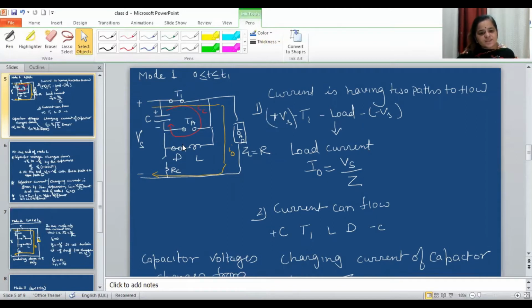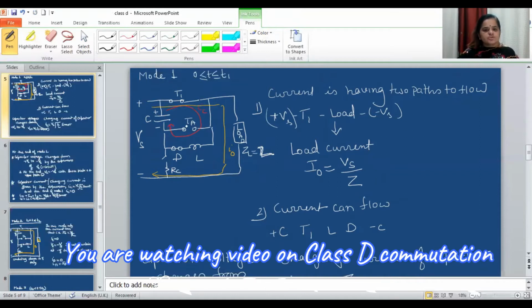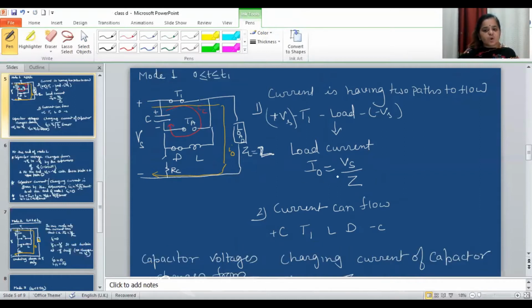T1 acts as a short circuit, and D acts as a short circuit. Now there are two closed paths through which current can flow. One closed path is plus Vs, T1, load and minus Vs. In this closed path, the current that flows is called the load current, represented by I0, and its value is Vs by Z, where Z is the load impedance.